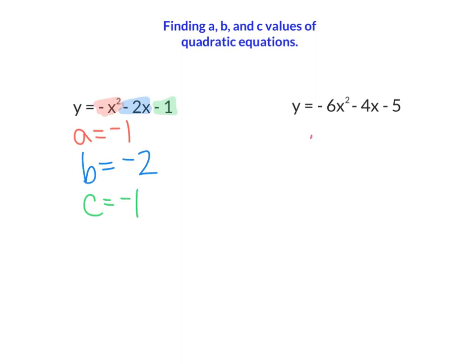Over here on the right, again, a is going to be the value that's the coefficient to the x squared, which is negative 6. b is going to be the value that's the coefficient to the x, so in this case, negative 4. And then the c value is going to be my constant, which is the number that does not have a variable, in this case, negative 5. Okay, moving on to a few more.